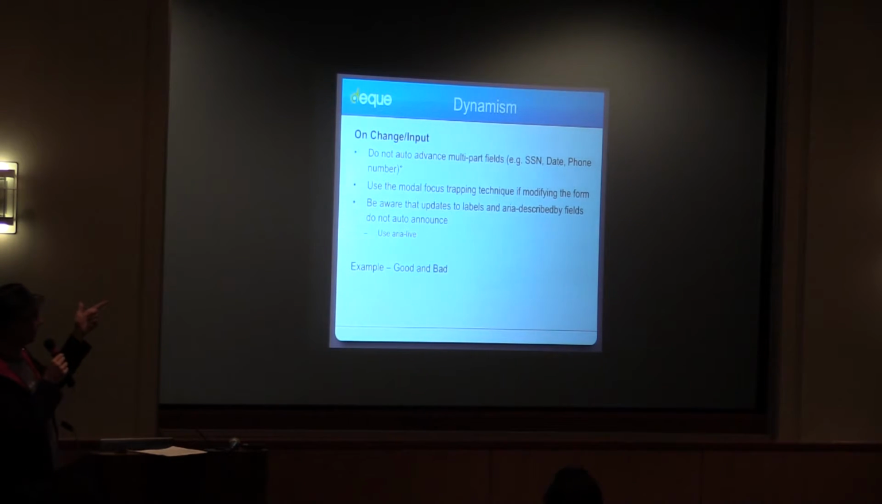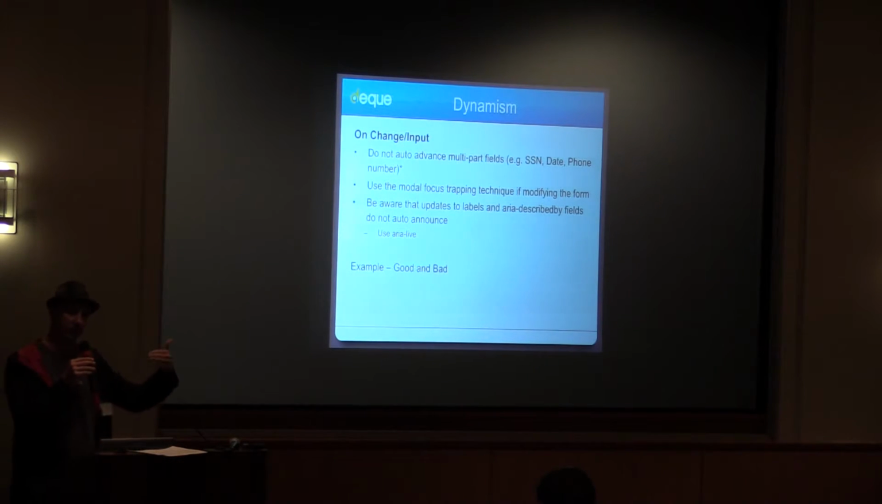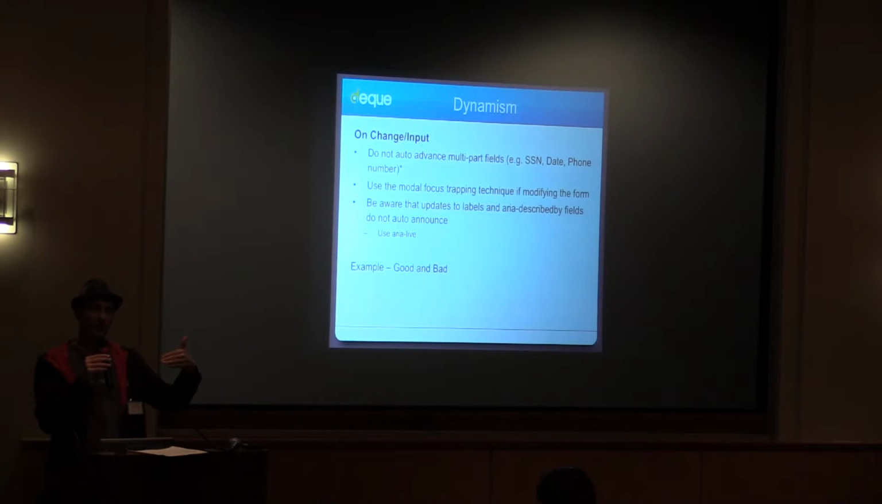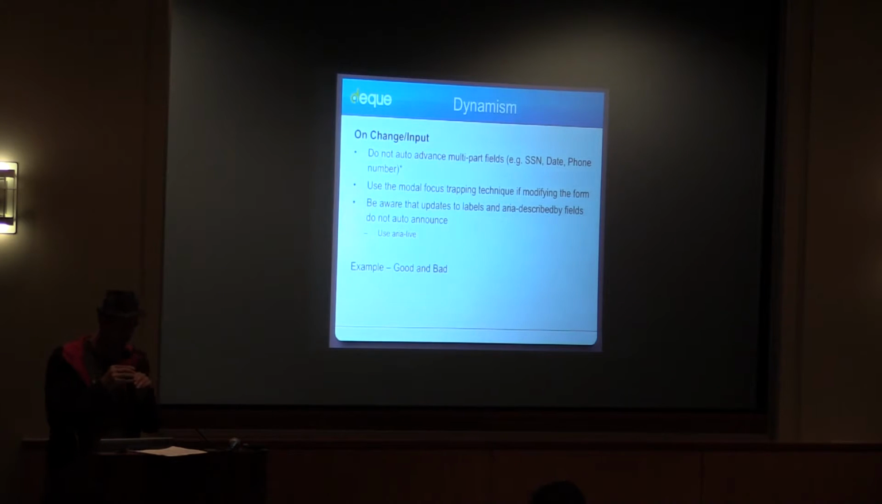And so once again, if you're doing that, use the modal trapping technique, and then just be aware that, as I said before, updates to labels and ARIA described by fields aren't read out. Even if your focus stays in that field, if you update the ARIA described by or the label, it won't get read out. You have to actually do something to tell the user, the screen reader user in particular, that a change has occurred. So let me show you some bad examples first, and then how to do them well.